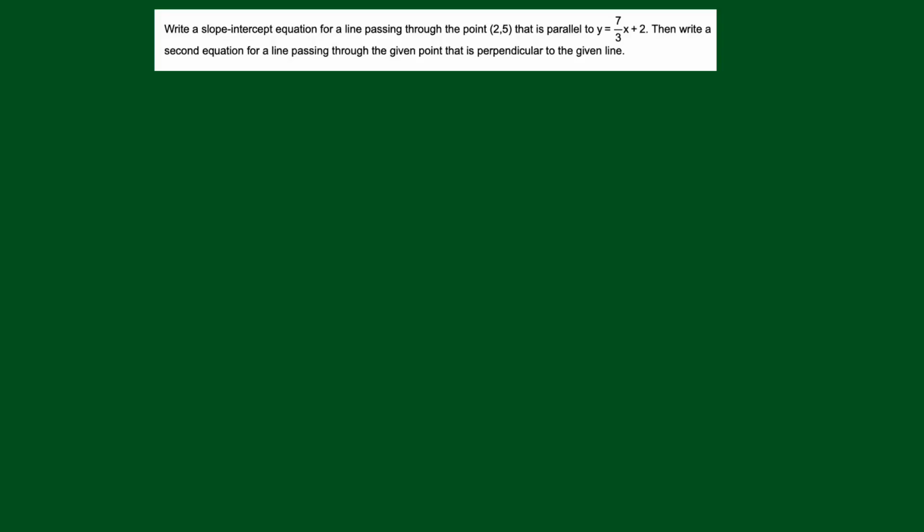Now let's get a line that's perpendicular to this line. So here's what I do know. I know that line 1 is perpendicular to line 2 if the slope of line 1 is equal to negative 1 over the slope of line 2. Now, here's what I'm going to do.